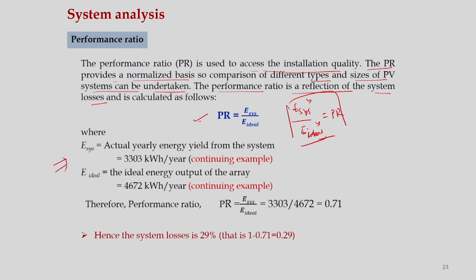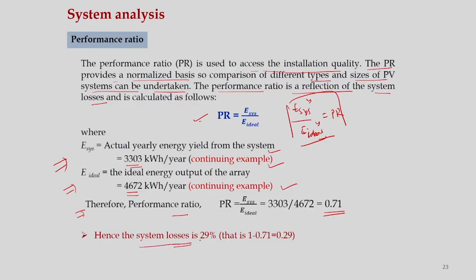So, E system, the actual yearly energy yield from the system, is 3303 kilowatt hour per year, which we have already calculated. E ideal is the ideal energy output of the array, which is equal to 4672 kilowatt hour per year, also already calculated. Therefore, the performance ratio will be E system by E ideal, which is 0.71.